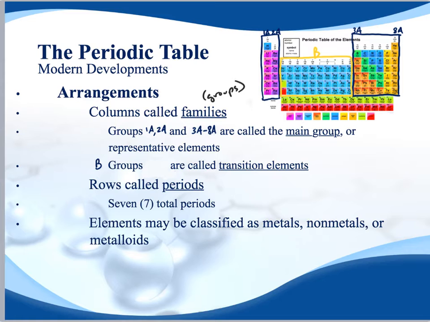The rows are called periods. So from left to right is called a period. We have 7 periods. And as you can guess, when you begin a new row, that's when the patterns start to repeat. Elements may be classified as metals, nonmetals, or metalloids. And we'll show you where those are on the table here in just a moment.